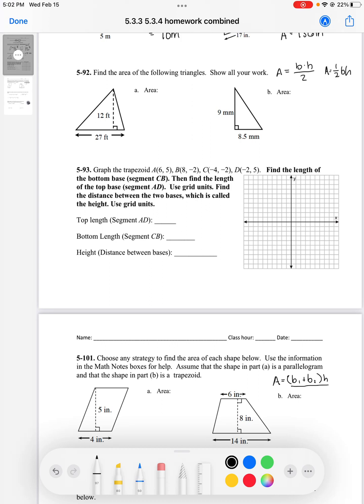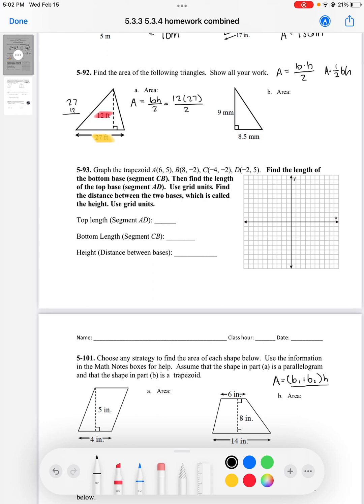So, for part A, area is my base times my height divided by 2, which is 12 times 27, because my base is 27 and my height is 12, all divided by 2. So I'm going to do this over here.